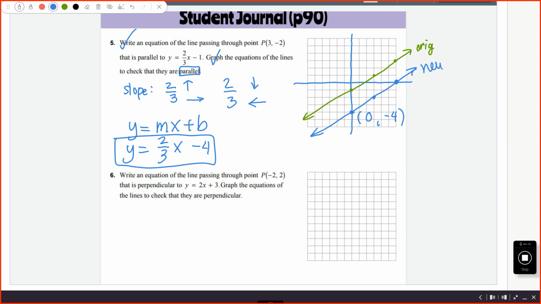Yeah, go ahead. What was the question? Sorry. This one or the green one? The green one. I looked at this one, right? So the y-intercept is negative 1. So this is 0, negative 1 right there. And then from there, I counted the same slope. Up 2 and then 3 over. Then up 2 and then 3 over. There you go. You're welcome.